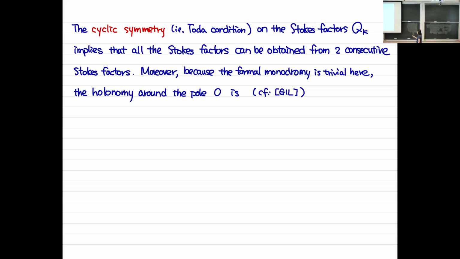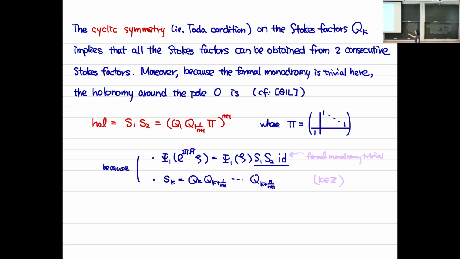in the later slides. So that's the holonomy, right? You have psi 1, one of the holomorphic solutions. If you go around, then the difference is your holonomy. So that's the first Stokes, second Stokes, and formal monodromy. And because it's trivial, that's just S1 and S2.